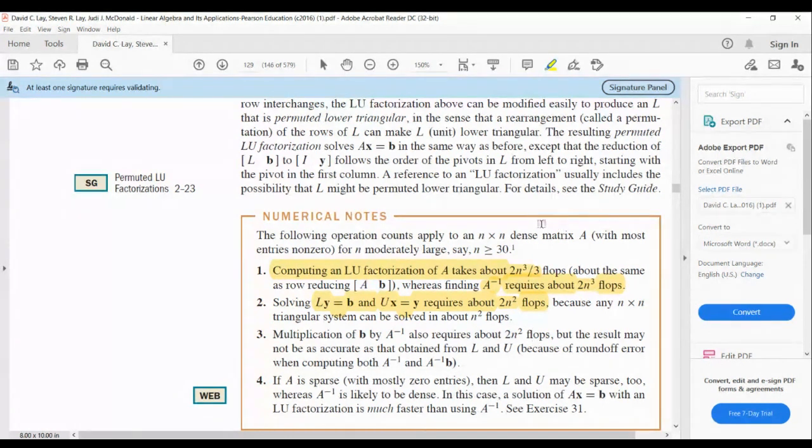And we're assuming here the matrix is dense. That means the matrix doesn't have a lot of 0 entries in it.